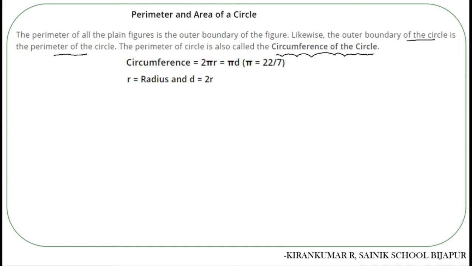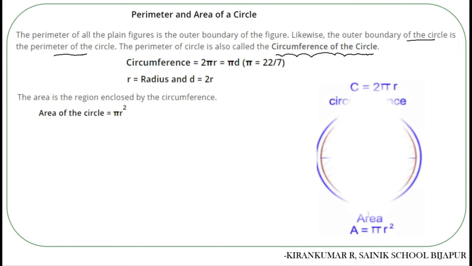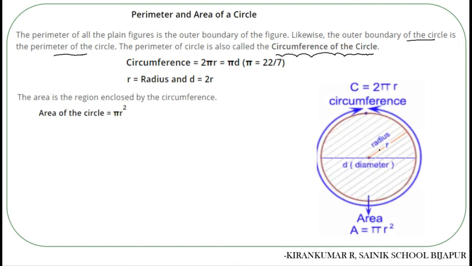Recall, we have learned area of the circle enclosed by circumference. It is given by pi r square. Look at the figure. R is the radius, D is the diameter. The area enclosed by the circumference is pi r square, and the circumference of circle is 2 pi r.